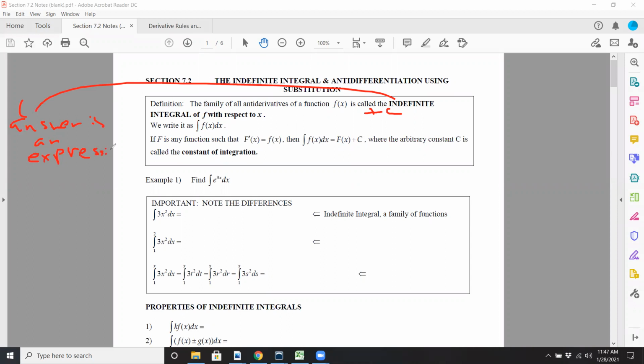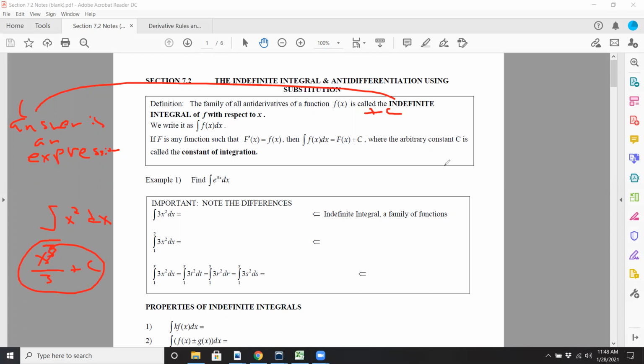So, for example, what if I take the antiderivative or the indefinite integral of x squared dx? Then the answer would be x cubed over 3 plus c. So that's what's meant by the family of all antiderivatives of the function x squared. So it's plus c at the end, and it's an expression.